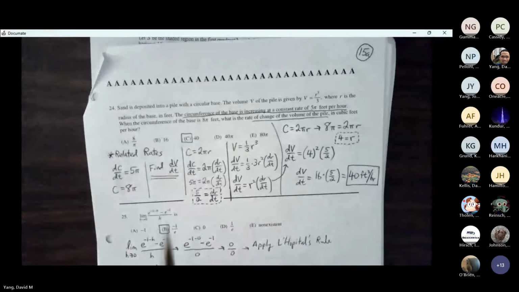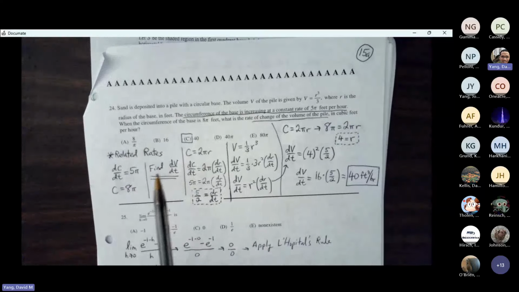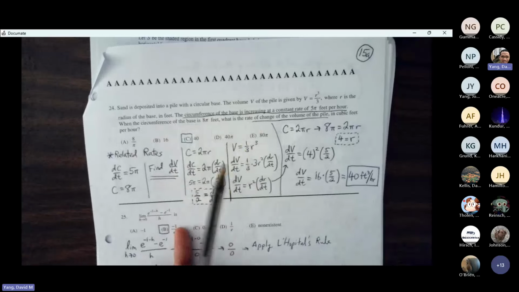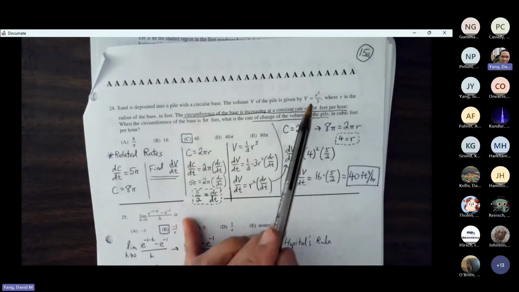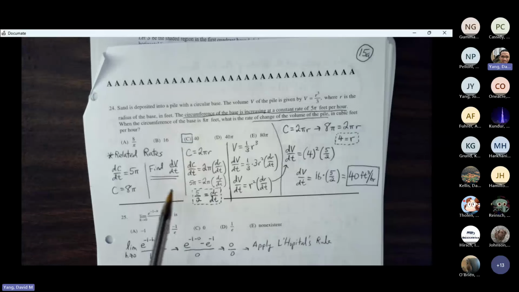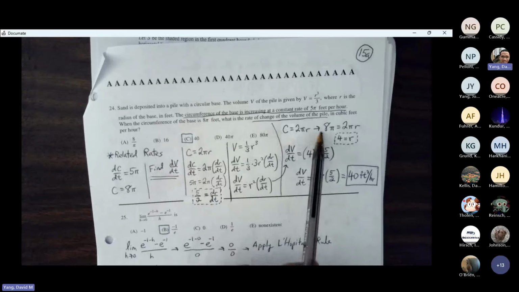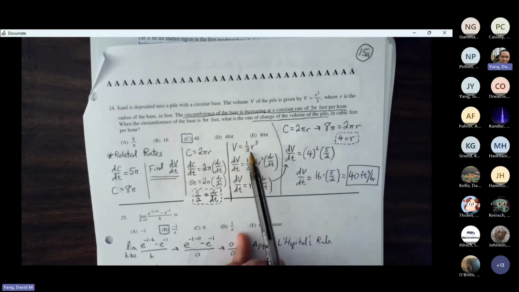24, we need to recognize the need for related rates. We have per hour, all these units of time provided. Our volume is r³/3. Circumference is increasing, so that's dC/dt. When the circumference is 8 pi, so that's C equals 8 pi, find the rate of change of the volume of the pile. So we know V is 1/3 r³.